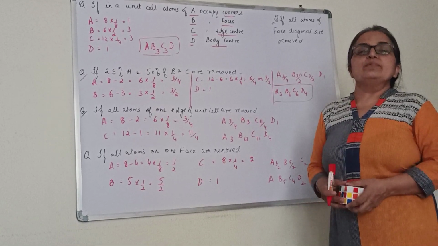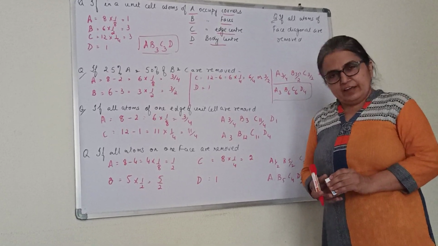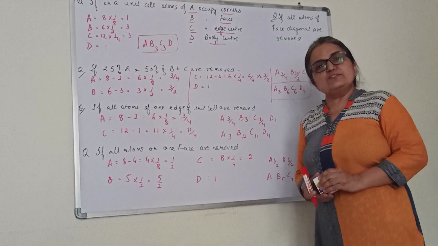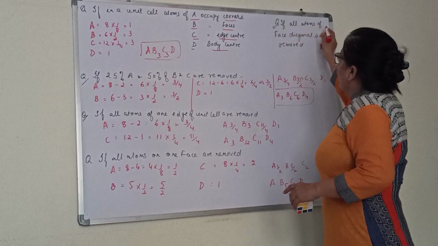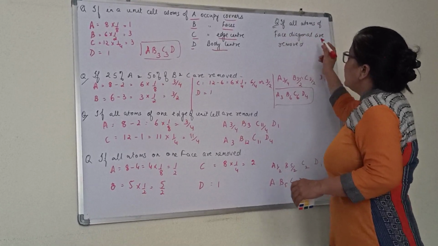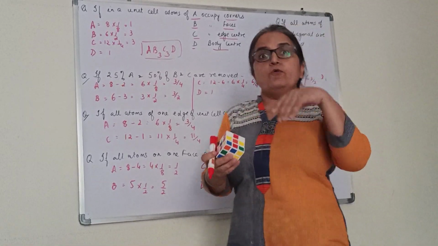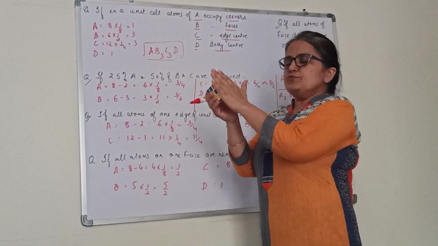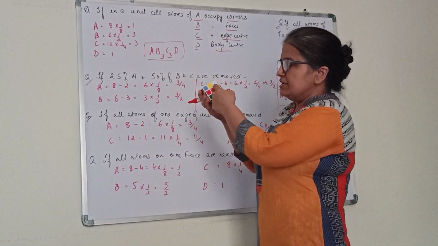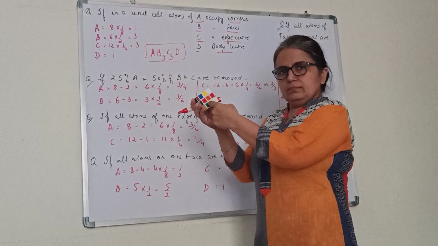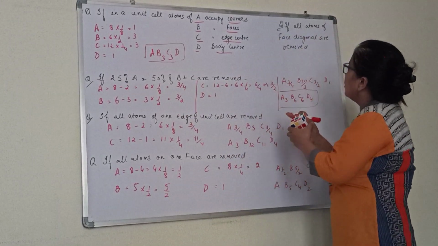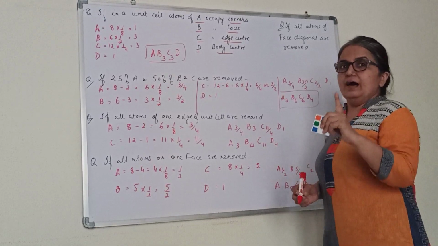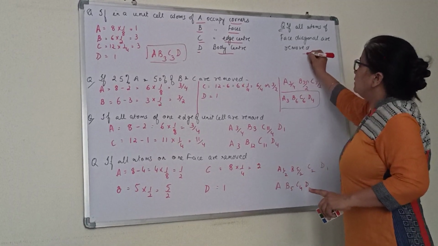One question, children, I am giving to you. You will solve it on your own. In the next video I will discuss the answer. Question is this: if all atoms of the phase diagonal are removed, what will be the formula? This is phase. Phase diagonal means this is removed. These atoms are removed. If all atoms of one of the phase diagonal are removed, what will be the formula?